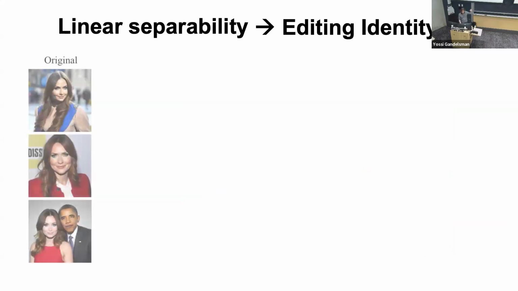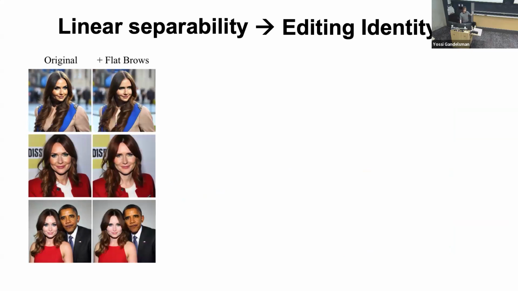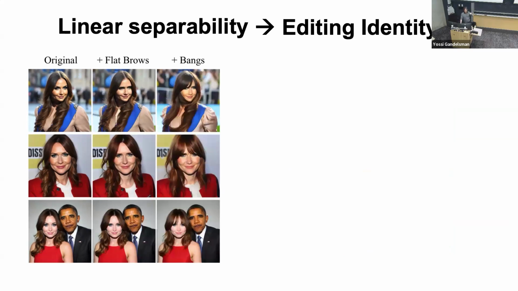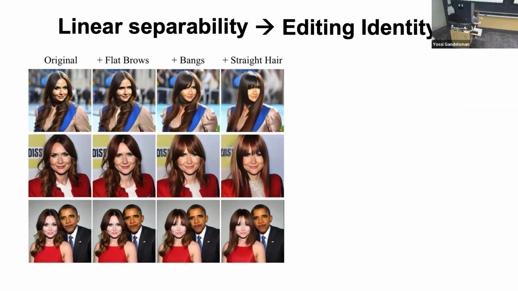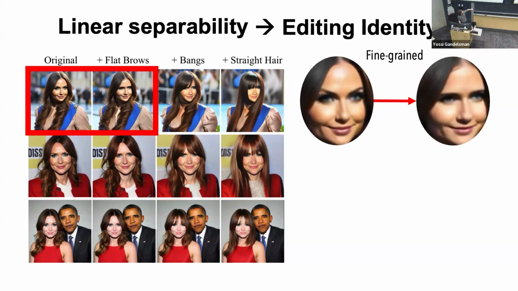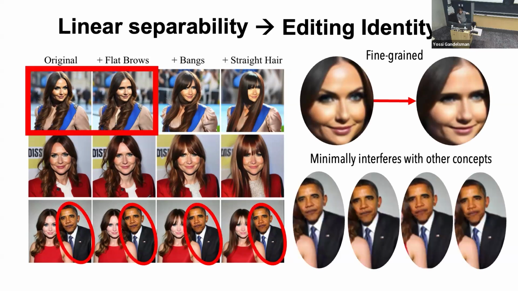And you can apply it many times. You can start with a model, right? Find the directions between all the weights of all the models that correspond to flat rows or not flat rows, and edit the identity in the model to have flat rows, or add bangs, or make the hair straight. And all of these edits are not on this specific image. They're edits on the weights of the model, so you can sample many images of this new identity or this edited identity, right? Now, these edits are very fine-grained. They do not change anything except this specific person, right? If you look at Obama, although you changed the weights of the model, it did not affect how Obama looks like, right?